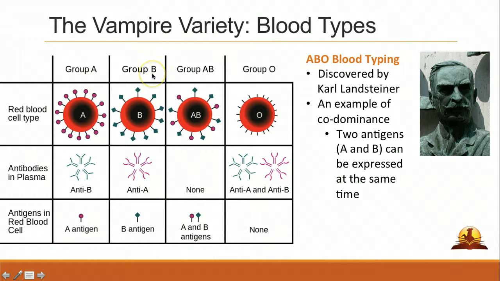If you're group B, or a B blood type, you have diamonds instead. You're anti-A and you have a B antigen. If you're group AB, you have both the diamonds and the circles. You have no antibodies and you have both of these antigens. And group O, you notice it looks kind of naked up here. It has anti-A and anti-B antibodies, and there are no antigens on the cell whatsoever.